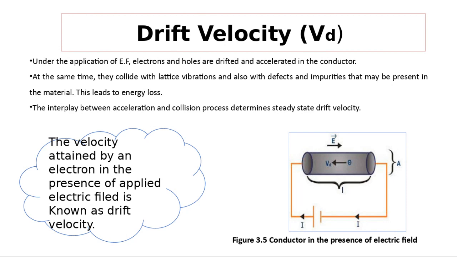How is it different from the normal velocity? Suppose we have only one electron here and we are giving an electric field to it. How will it move? It will move according to the electric field when we apply the electric field to this electron, because it is alone in the space here.